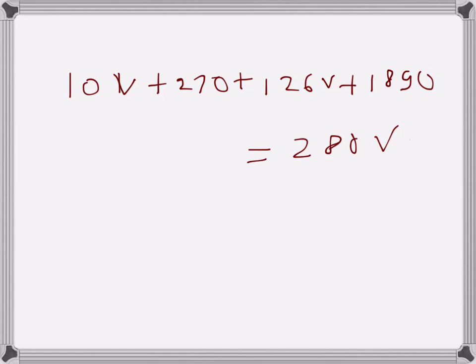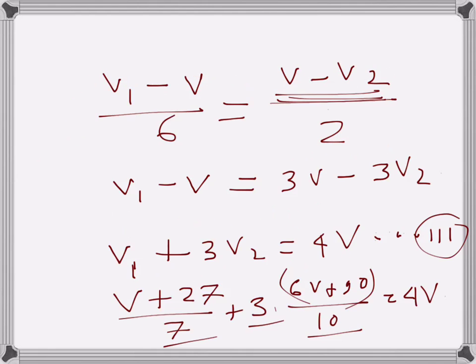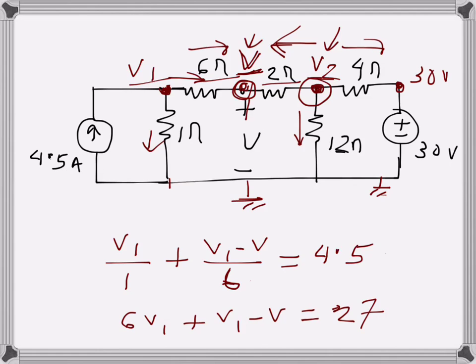Once I do all this, and take the V's on one side and the constants on the other side, what I get is 144V is equal to 2160. So V becomes 15 volts. So that's the result. This is what I get in the end. Just double check the calculations here, but that's pretty much the procedure. So I have used the node voltage method to find this unknown voltage there.